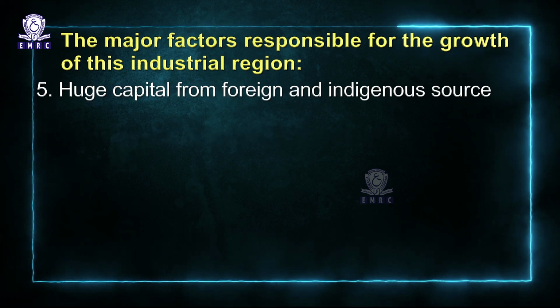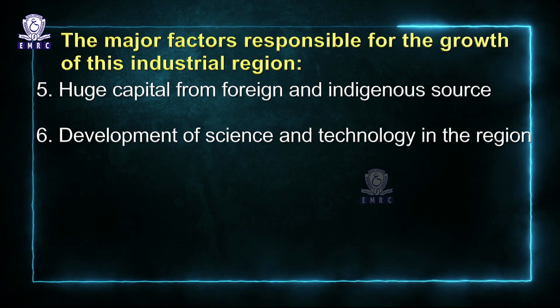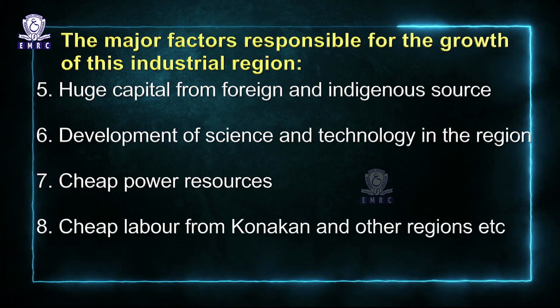Fifth is the huge capital from foreign and indigenous sources. Sixth is the development of science and technology in the region. Seventh is the cheap power resources. Eighth is the cheap labor from Konkan and other regions.